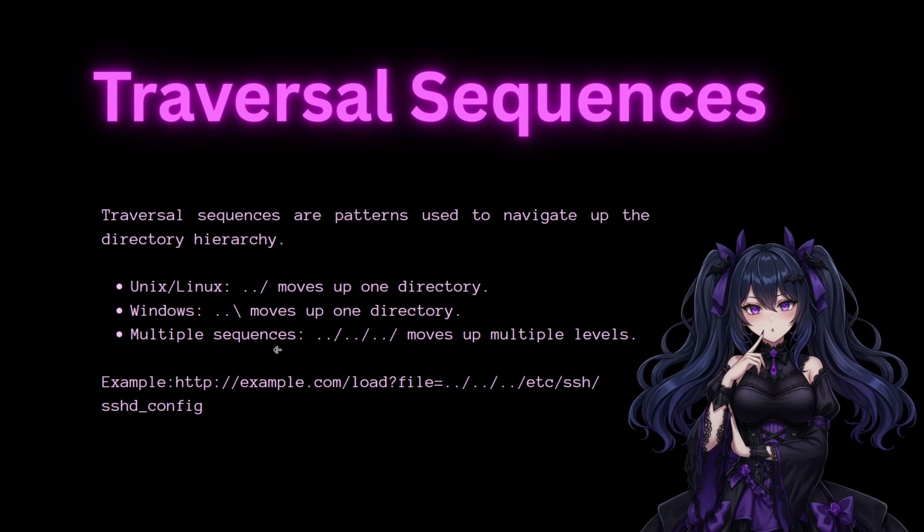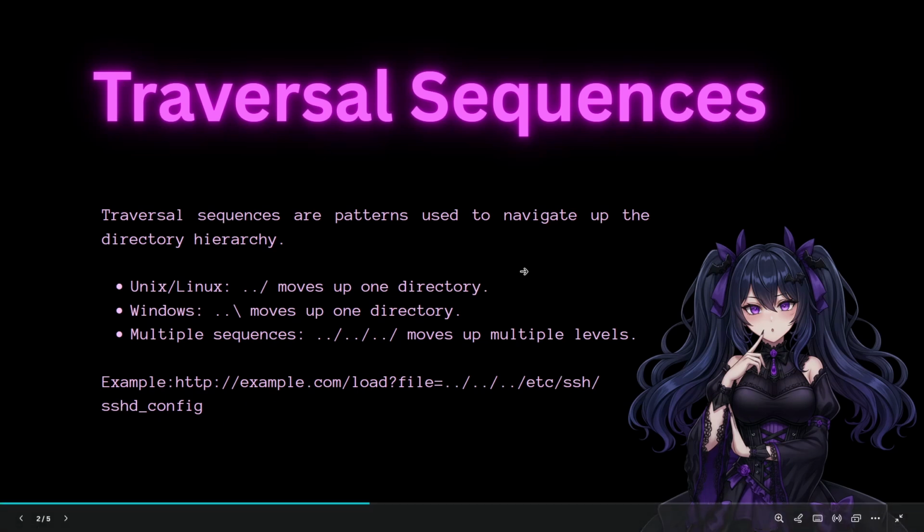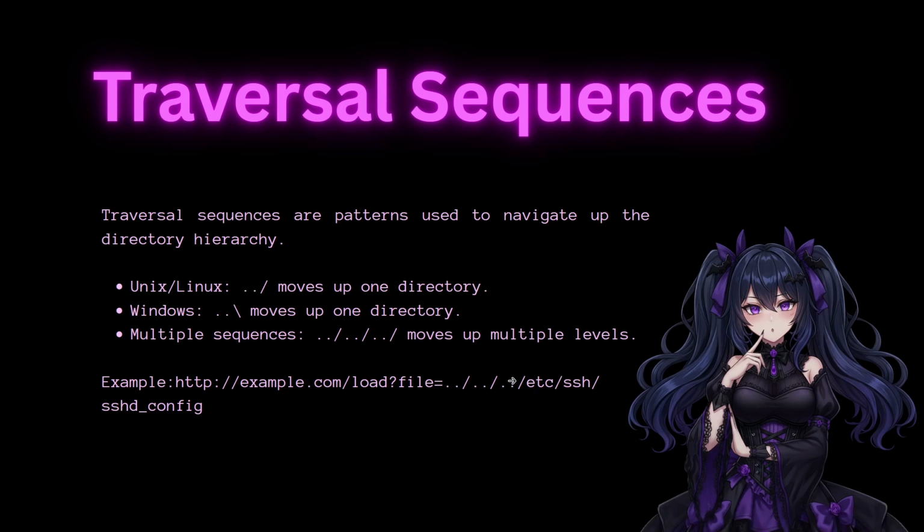Then you have multiple sequences. If you use the same thing multiple times, it helps you to move multiple levels. If you use it one time, it will help you move one level back. If you use it 2 or 3 times, accordingly you can move up. An example is http example.com load question mark file. This is the parameter, and the value you give here moves 3 steps up from the etc ssh sshd config directory. So you will move back to that.